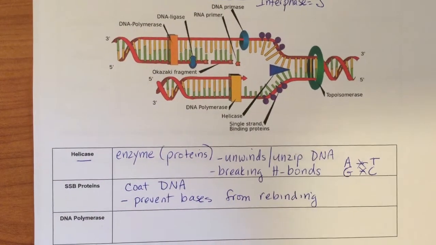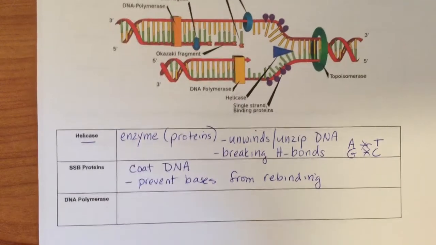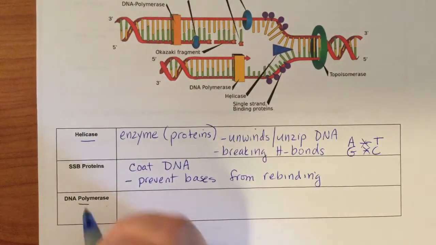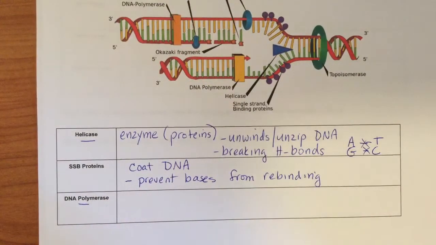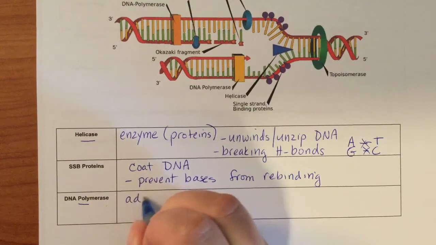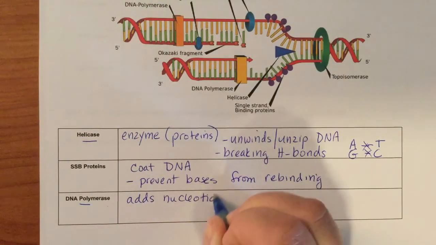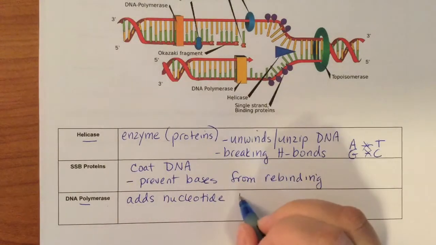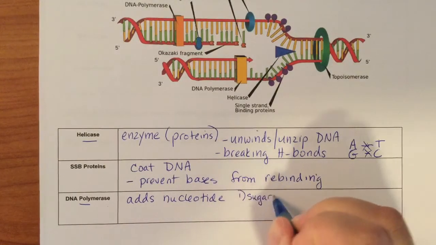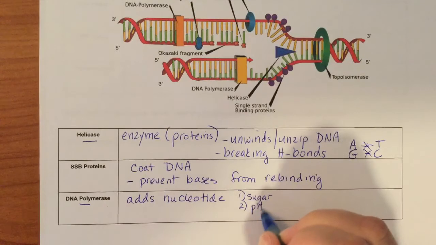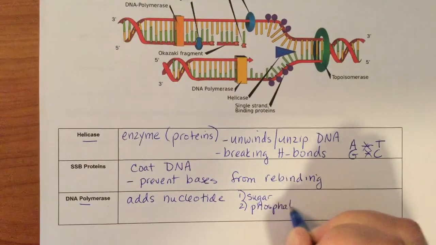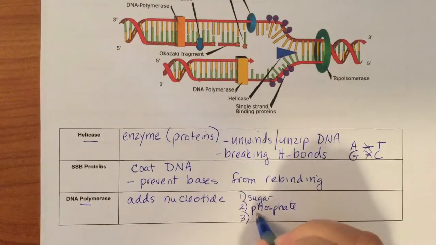Okay, next up is the big one, and that's called DNA polymerase. Poly meaning many. It's also an enzyme, so you can see the ASE ending there. Its job is relatively simple. What it does is it adds nucleotides. So nucleotides, remember, are a sugar connected to a phosphate group connected to one of the 4 bases. So a sugar, a phosphate, and a base.